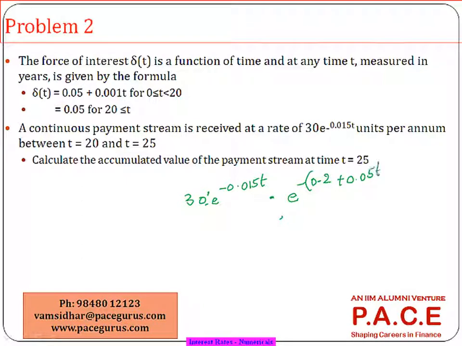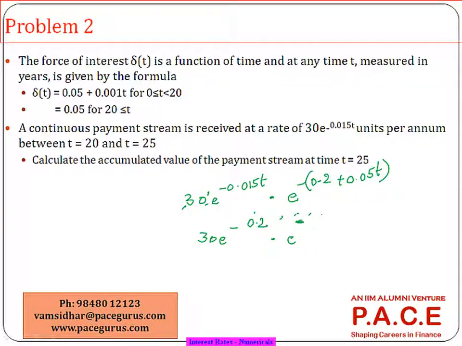So overall this is working out to e power minus of 0.2 into e power the t terms, minus 0.015t plus 0.05t. 0.05 minus 0.015 working out to minus, so both of them are coming out to minus itself.